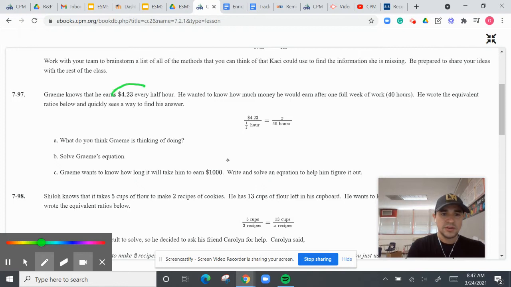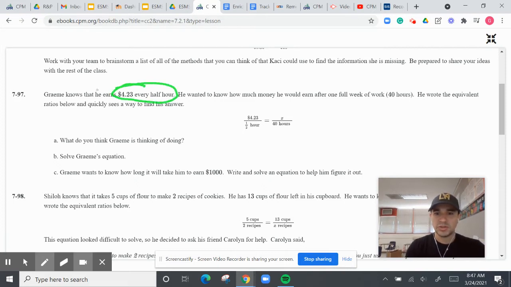We have $4.23 for every half hour. How much money would he earn after 1 full week of work, which is 40 hours? There's a few ways you can do this. What do you think Reem is thinking of doing here? The first thing you can do is multiply by 2 to both sides.